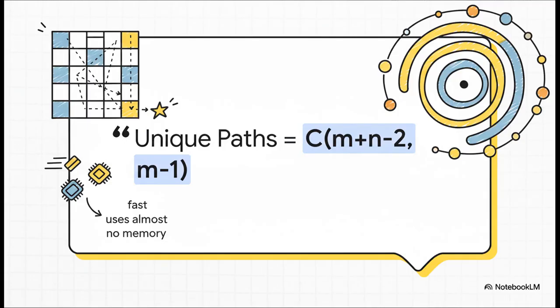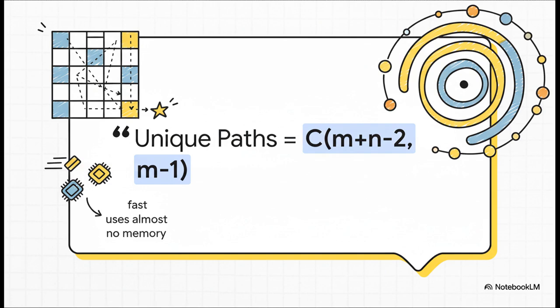And it turns out there's a specific tool for this in math. It's called a binomial coefficient. All this fancy notation means is, out of a total number of moves, which is m plus n minus 2, how many ways can we choose which ones will be the down moves? This single formula gives us the answer directly. No loops, no tables. It's insanely fast and uses practically zero memory.